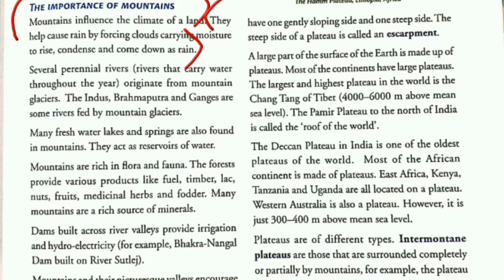Third point, several perennial rivers originate from mountain glaciers. The Indus, Brahmaputra and Ganges are some rivers fed by mountain glaciers. Fourth point, many freshwater lakes and springs are also found in mountains. They act as reservoirs of water. Fifth point, mountains are rich in flora and fauna. Sixth point, dams built across river valleys provide irrigation and hydroelectricity. Example, Bhakra Nangal Dam built on river Satluj.